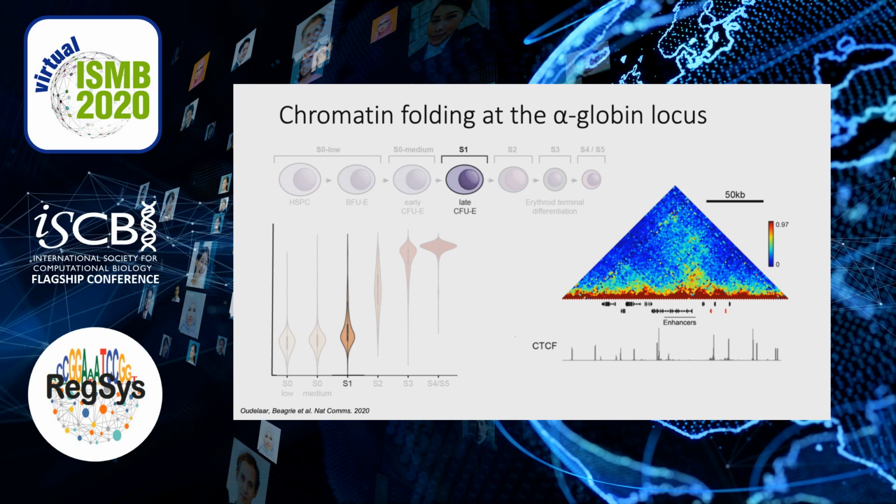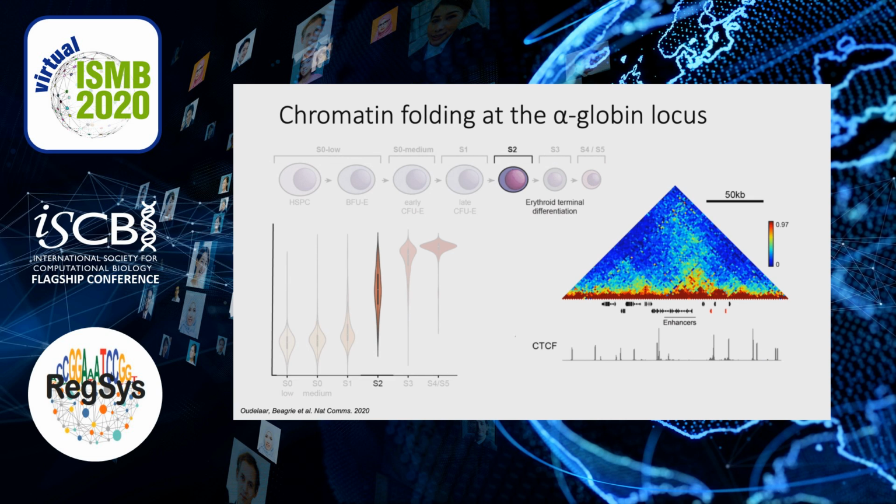the interaction between the enhancers, which are annotated underneath, and the two adult alpha-globin genes, which are annotated in red, do indeed start to form at around S0 medium or S1, which is really exactly the stage where we also see transcriptional upregulation. So it looks to us as if the formation of the chromatin loop and the activation of the gene are actually occurring at the same time, so more in line with the instructive rather than the permissive model of looping.